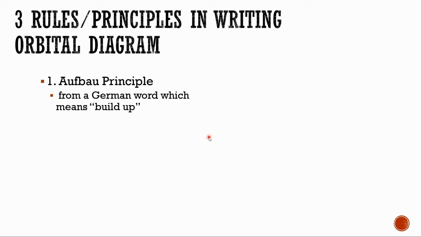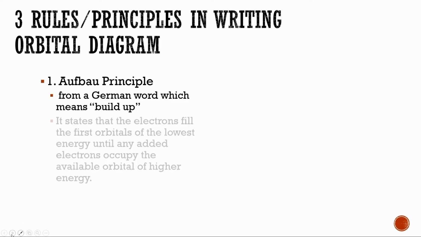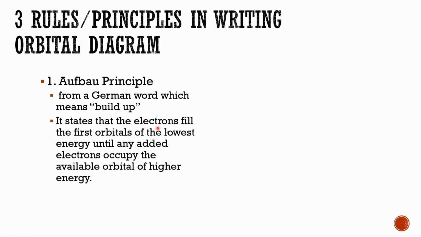Okay, when we say build up, we are going to start from 1 up to the highest energy level na available. So it also states that the electrons fill the first orbital of the lowest energy until any added electrons occupy the available orbital of higher energy. Yan po yung tinatawag natin na lowest energy up to the higher energy. Yun po ang Aufbau principle to build up.